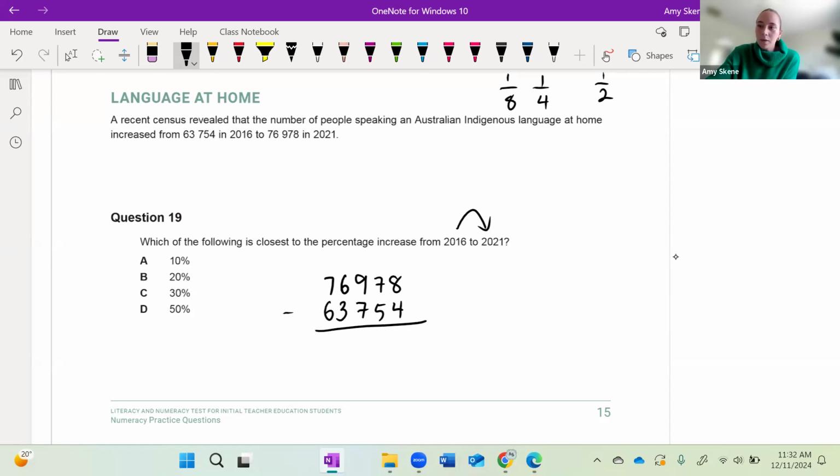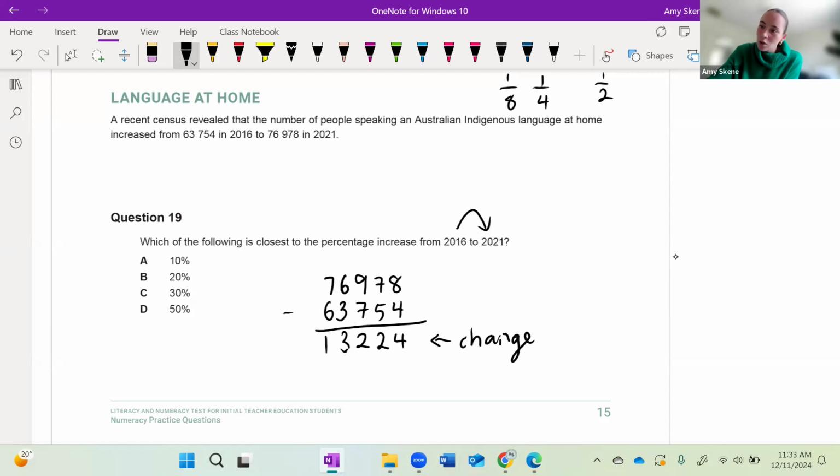8 minus 4 is 4. 7 minus 5 is 2. 9 minus 7 is 2. 6 minus 3 is 3. And 7 minus 6 is 1. So I have 13,224, and that is my change.